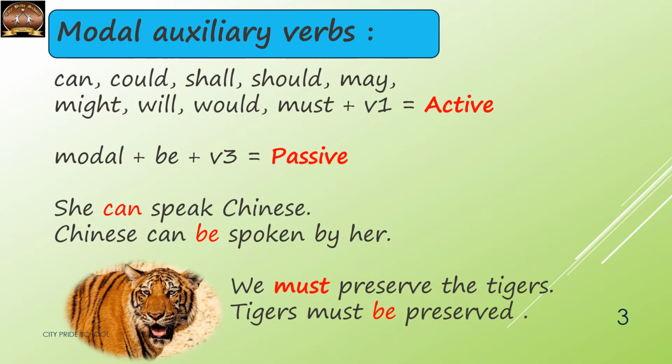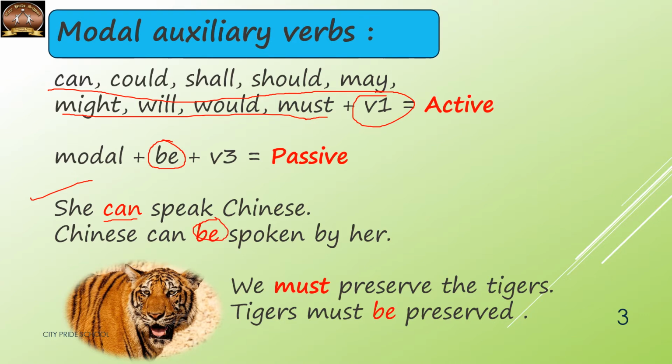Now, how to change sentences with modal auxiliaries? Very, very simple. Let's see. If a sentence has modal auxiliaries like can, could, shall, should, may, might, will, would, and must, plus the root form of the verb in the active voice, we just have to add be after the modal verbs to change it into passive. For example, she can speak Chinese. Can is a modal auxiliary here. So we will simply add be after it. Chinese can be spoken by her.